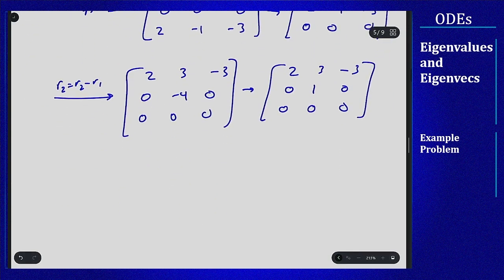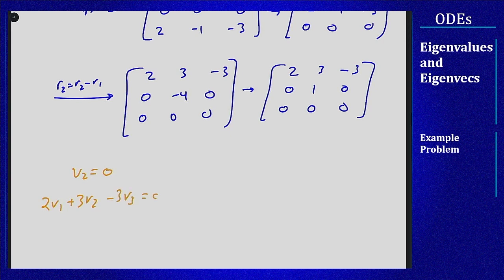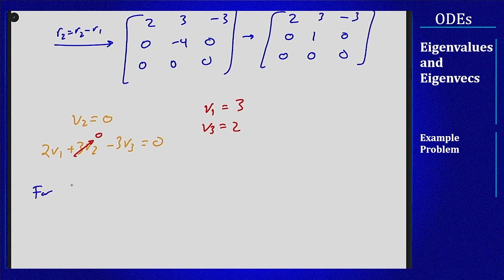So what does this tell us? Well, this tells us that v2 equals 0 from the second equation. And the first says that 2v1 plus 3v2 minus 3v3 should be 0. v2 is 0, so this term is gone. I'm left with just 2v1 minus 3v3 is 0. I can do that by picking v1 equals 3 and v3 equals 2, so 6 minus 6. And so we get that for lambda equals 1, an eigenvector is (3, 0, 2).